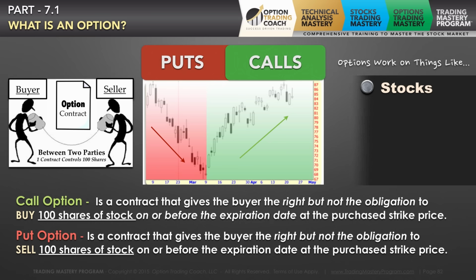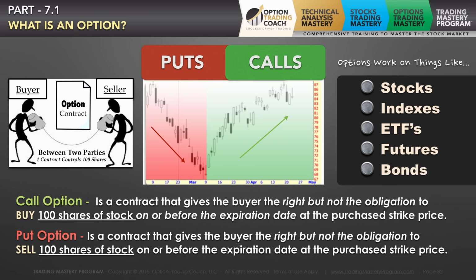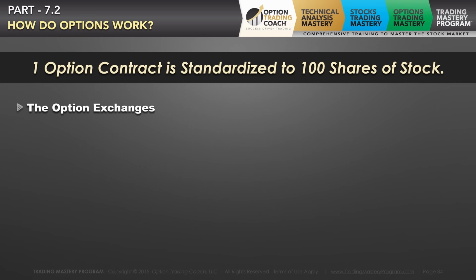Options work on things like stocks, indexes, ETFs, futures, and even bonds. Just like the stock market exchanges, you have the option exchanges, like the CBOE, where options were born. This is also regulated by the SEC, and there are other regulatory agencies involved. So whenever you're trading options, you are protected. They're heavily traded and heavily liquid. For a lot of the top securities listed in the market, a majority of the volume traded on these large companies is through options because of the leverage they provide traders and investors.